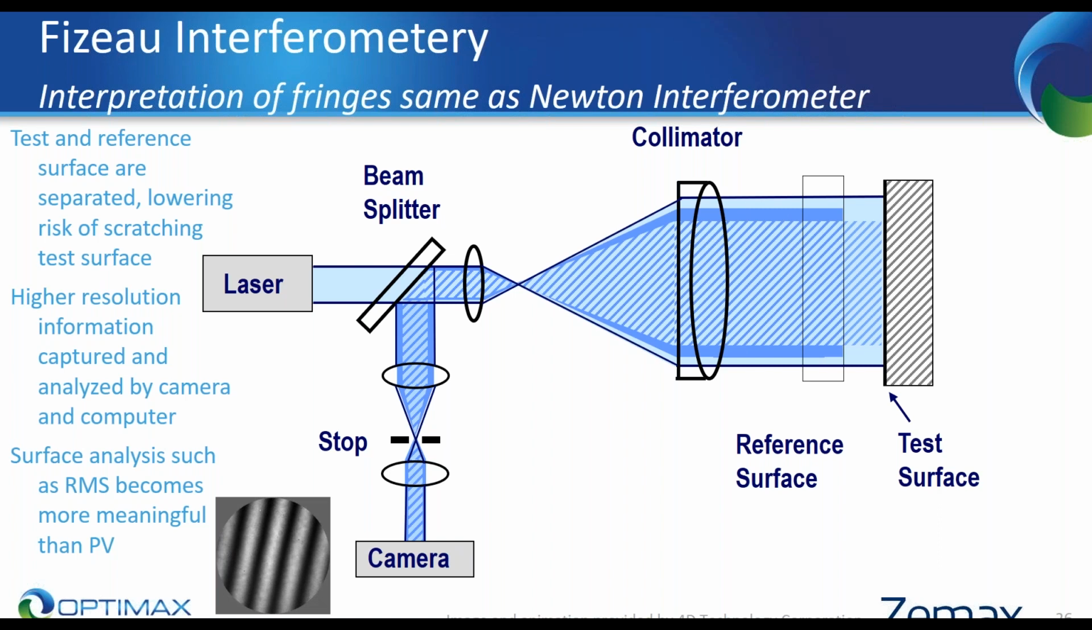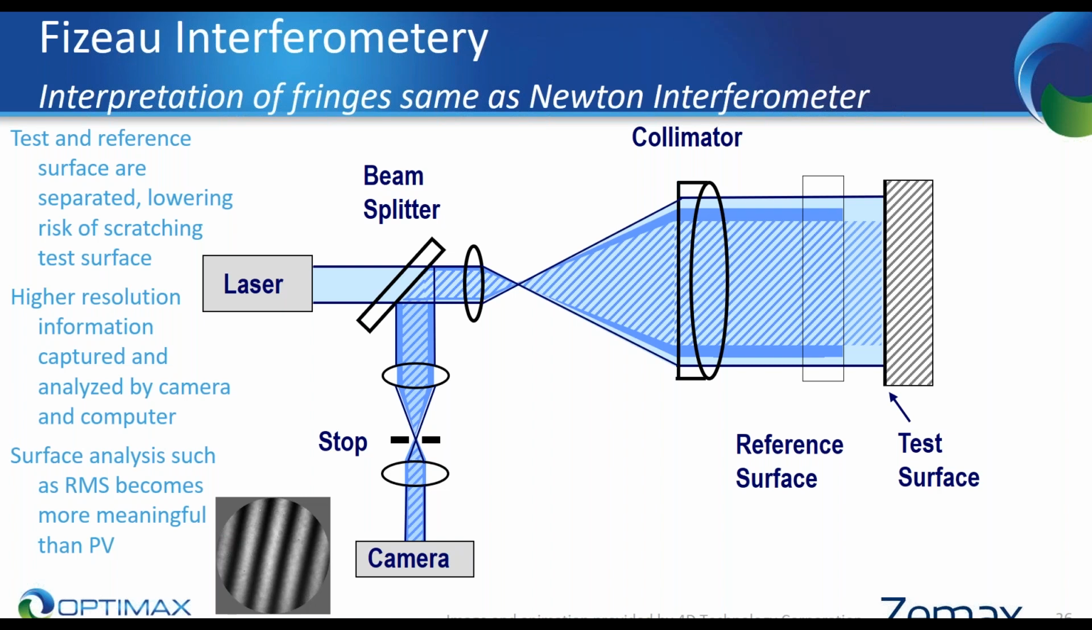This gives you much better and more information than you would get utilizing only your eye as a detector, and allows you to have surface analysis such as RMS available, which becomes much more meaningful than peak to valley.